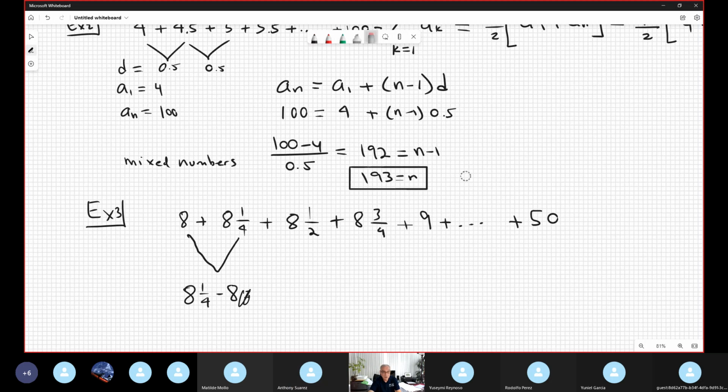0.25 is 1/4, of course. So it's obvious that it is 1/4. You subtract the whole part: 8 minus 8 is 0, leaving 1/4. And this is exactly the same 1/4, because 8 minus 8 is 0, 1/2 minus 1/4 is 1/4. So 1/4 is the common difference. Clear? Any question on the common difference? Clear.